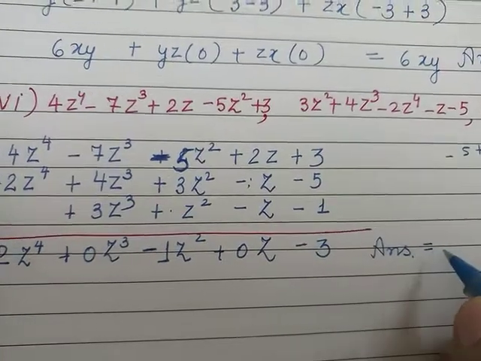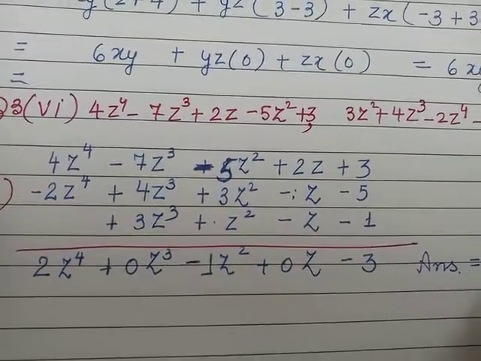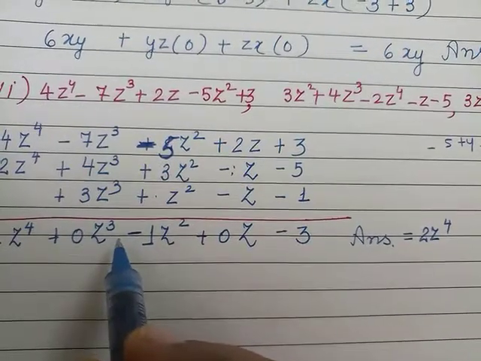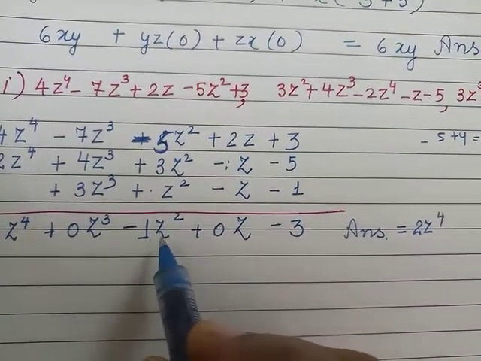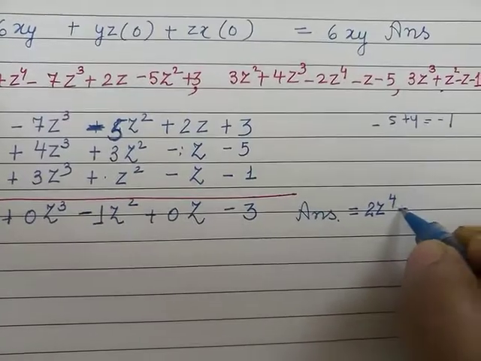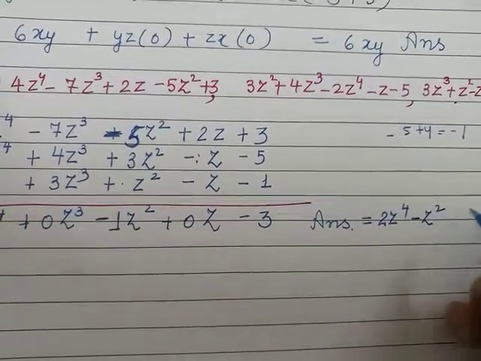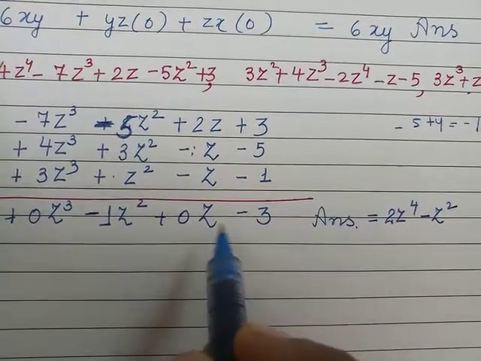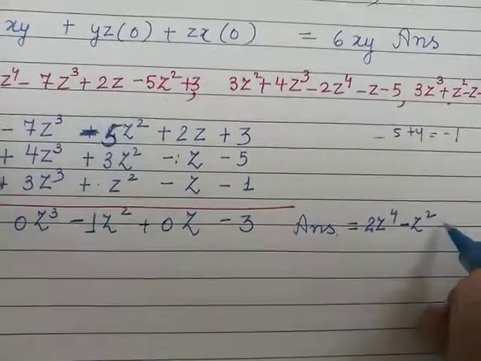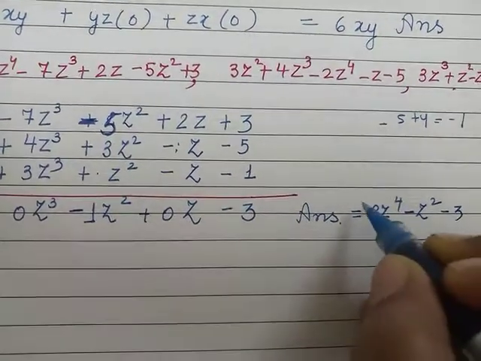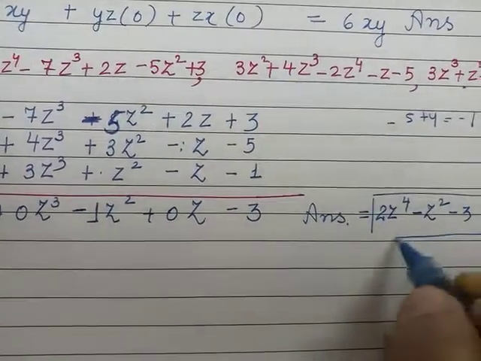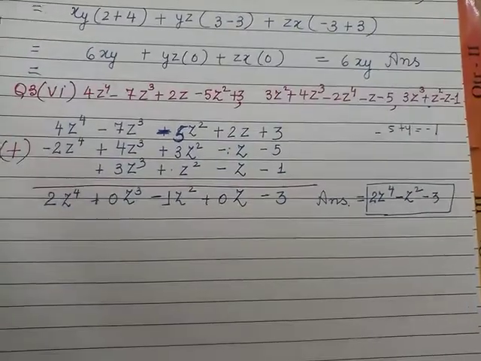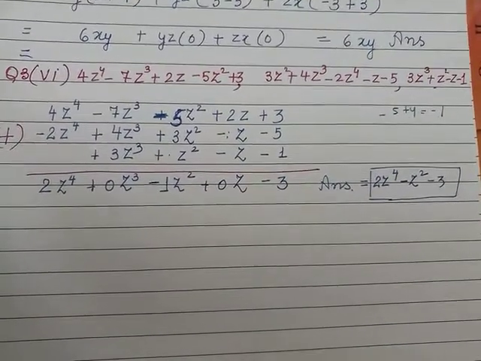The final answer is 2z to the power 4. As it is 0 z cube, so no need to write. Then we have minus 1 z square. So I write minus z square. No need to write 1. 0 into z will give you 0. So answer is 0 here. And we have minus 3 in the last. So this is the answer. Okay, children. Hope you have understood how to add vertically.